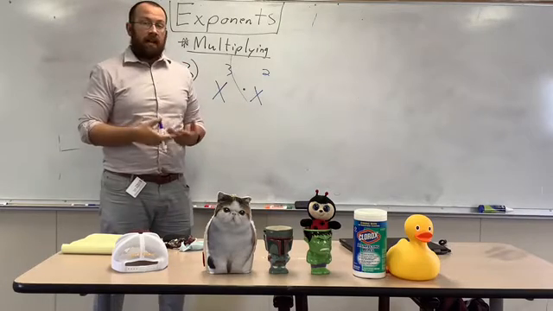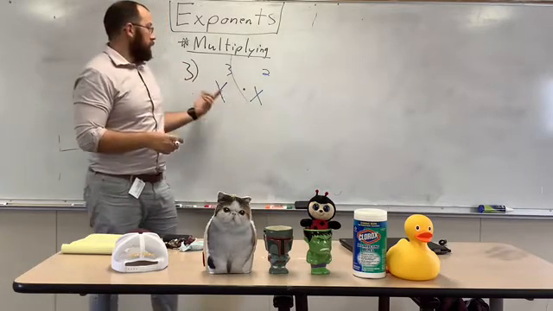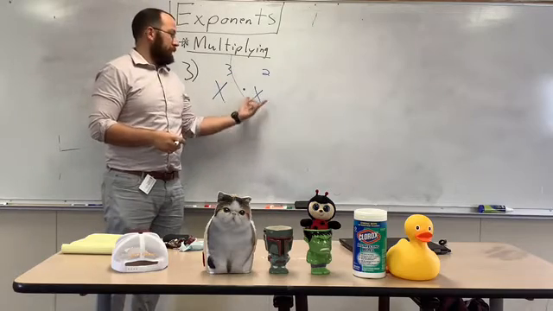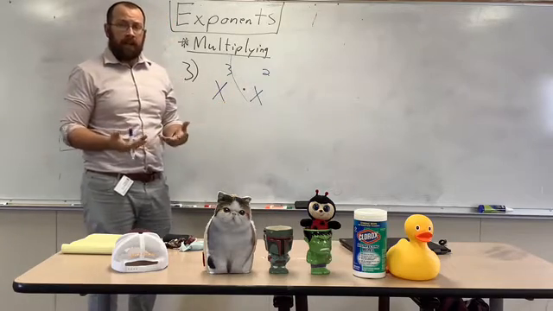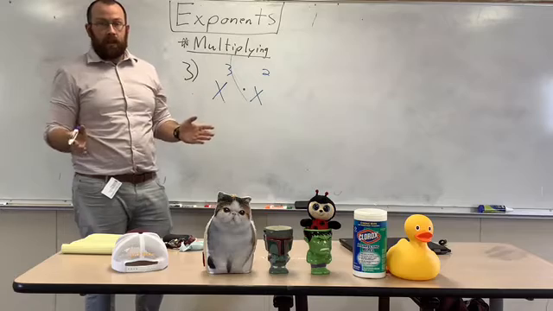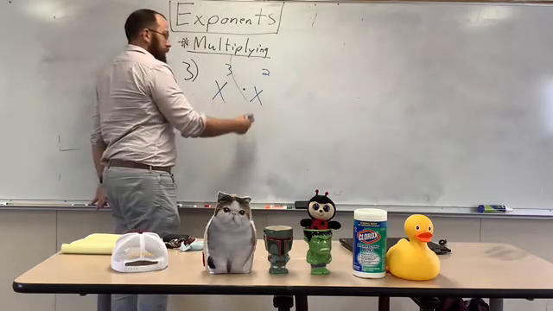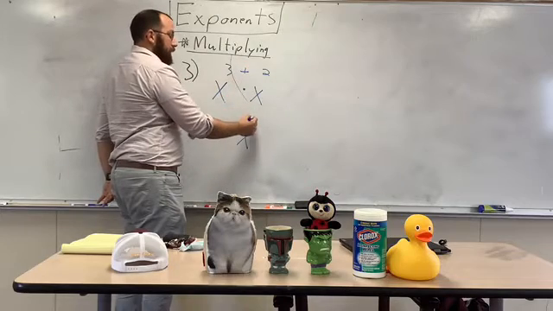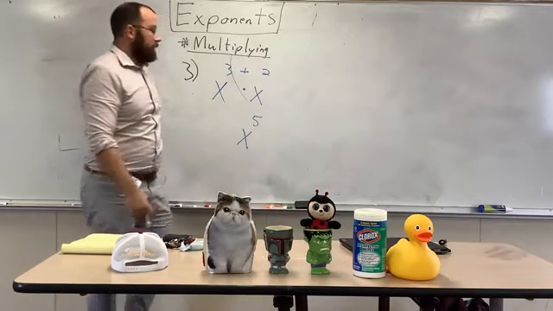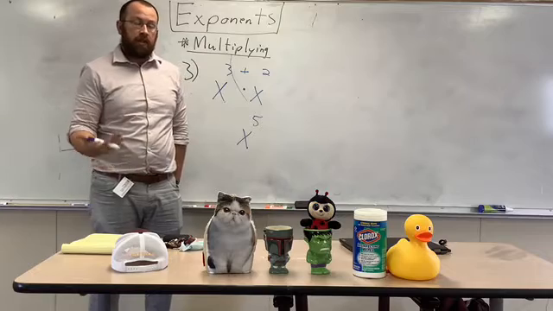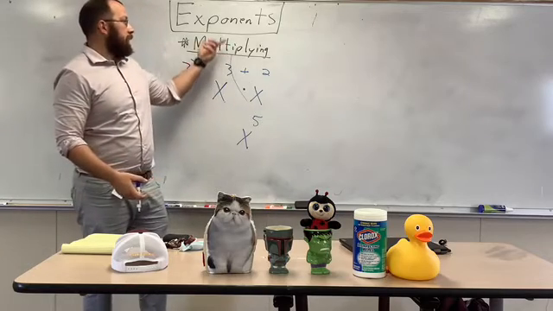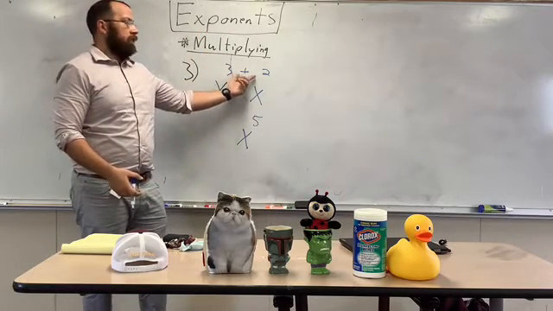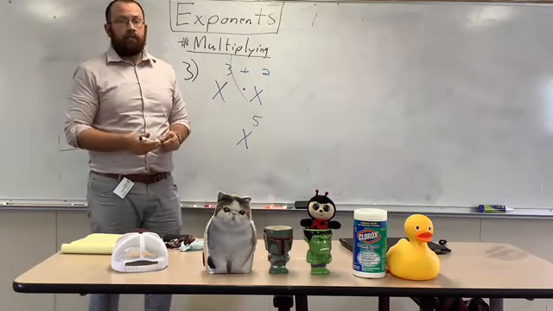The same can be said if you have variables, right? X to the power of 3, x to the power of 2, and I'm multiplying them together. Nothing changes here. So this just gives me x, and then I add the exponents. X to the power of 5, and it really is just that simple. So when you multiply exponents, you add the exponents together. Right.